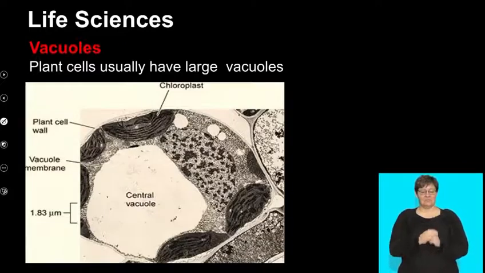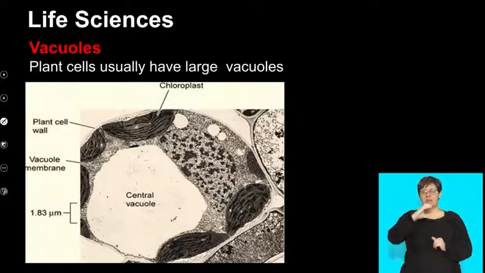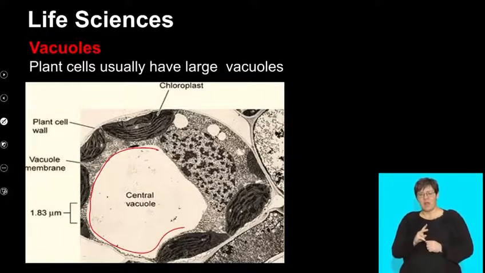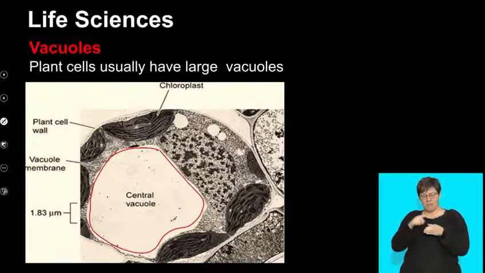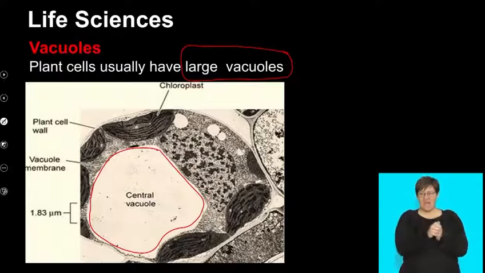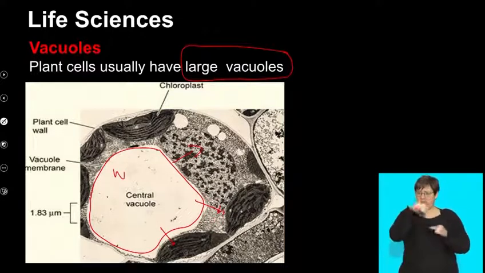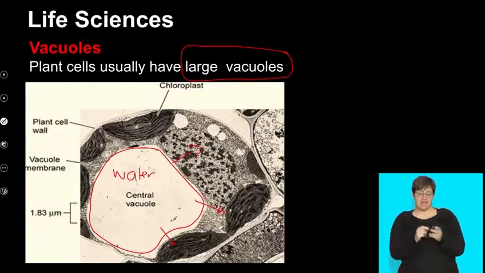Now, the next organelle that we need to look at is the vacuole. A vacuole, like a vacuum, means a hollow space. Plant cells have a very, very large vacuole. Have a look over here. It actually pushes everything to the side. And what is in this? Water and minerals.